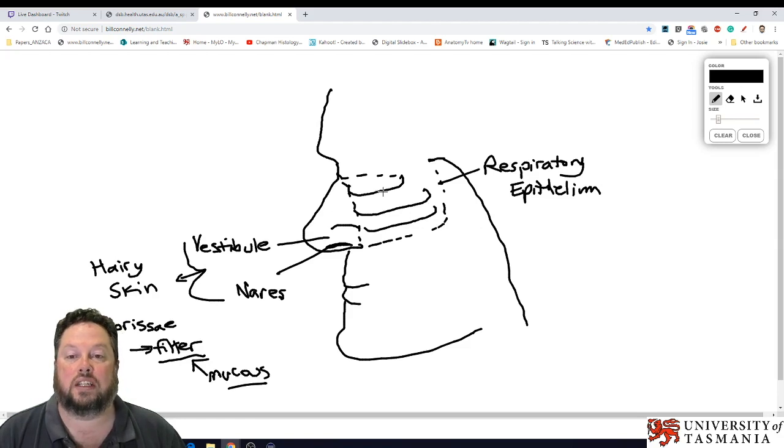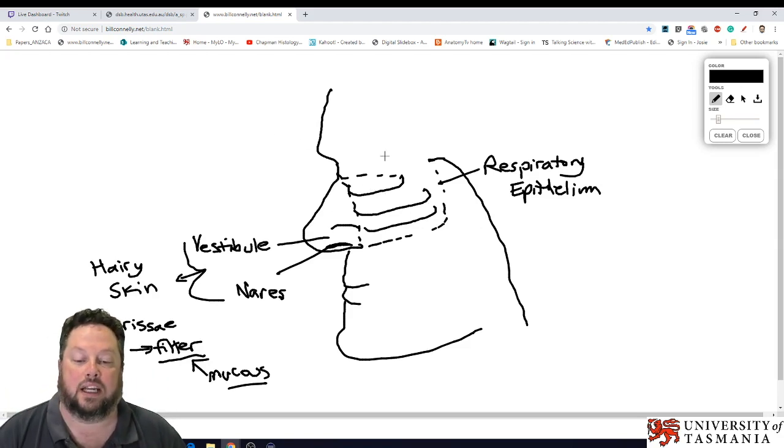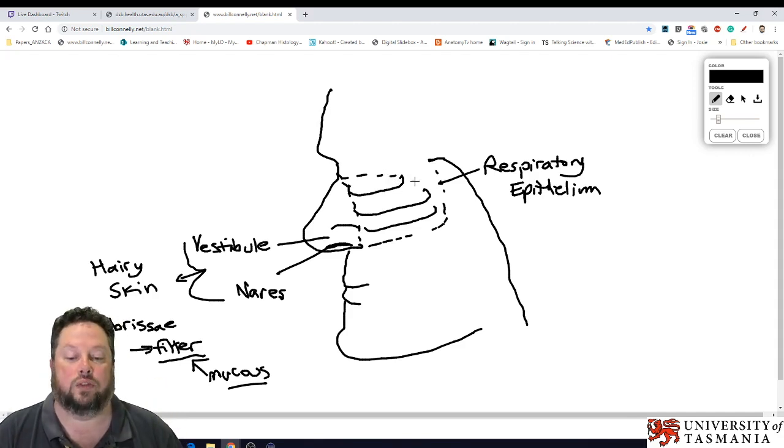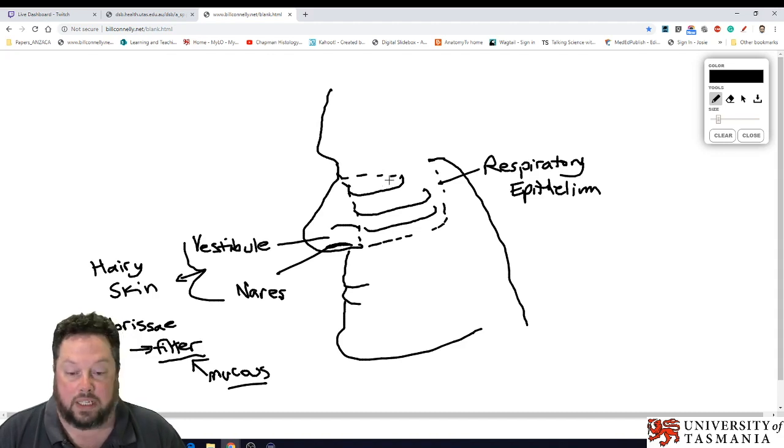Now these projections, which project outwards into the nasal cavity, have names, and their role is to slow the air down within the nasal cavity so that the air gets more time to interact with the epithelial and mucosal lining within the nasal cavity, and that helps that filtering process. Yes, Sam, welcome along. Yes, conchae is exactly the name for those.